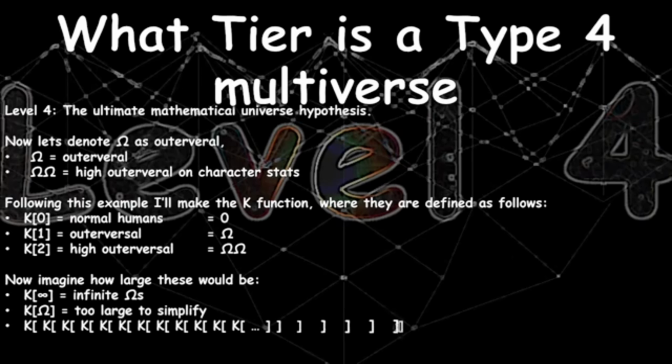We can also use the K function inside itself and nest itself several times over to get an infinite nesting of K's. Doing this, despite how massively large it is, it is still not as large as a type 4 multiverse. This nesting of an infinite hierarchy of omegas will never reach a type 4 multiverse.